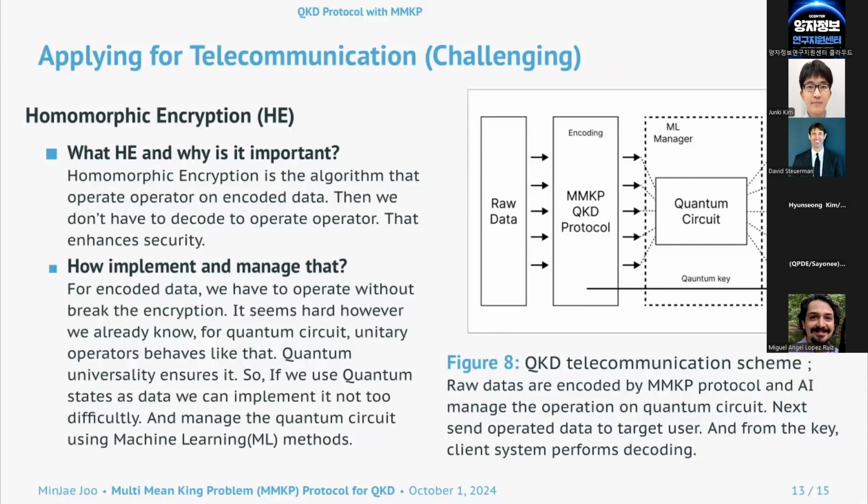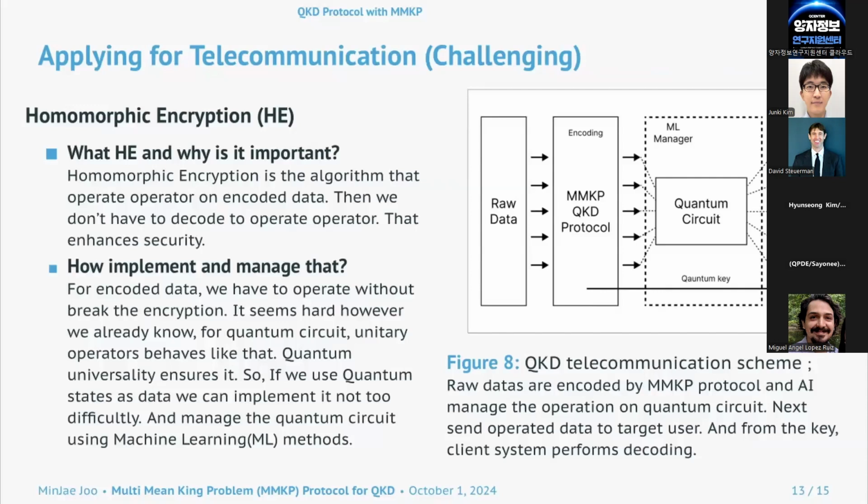Now, how do I implement and manage this? For encoded data, we need to perform operations without breaking the encryption, which sounds difficult. However, in quantum circuits, unitary operators naturally behave like this. Thanks to quantum universality, these operations don't disrupt the encoded state. So by using quantum states as data, I can implement homomorphic encryption more easily than it might seem.